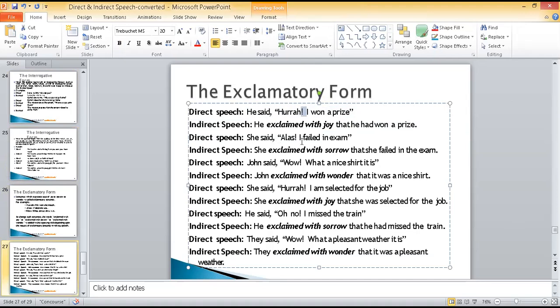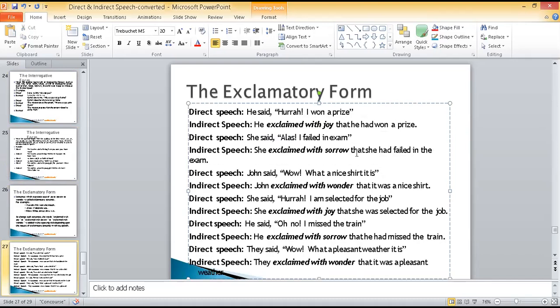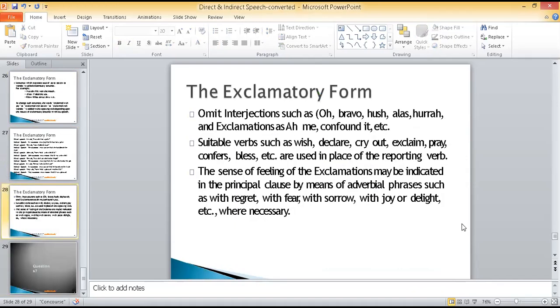Now, see, she said, "Alas, I have failed in the exam." Now, you know that it is said with sorrow, so she exclaimed with sorrow that she had failed in the exam. Because we talked about that when it is past, you have to go with past perfect. Wow, what a nice shot. Now, whenever a tense is coming where you don't know the tense, like it is present, so you would actually go with this thing. So these are a few of the examples you can see.